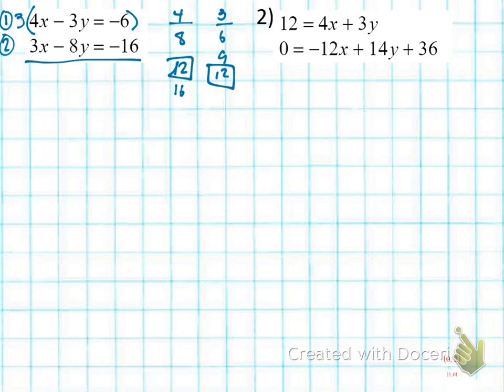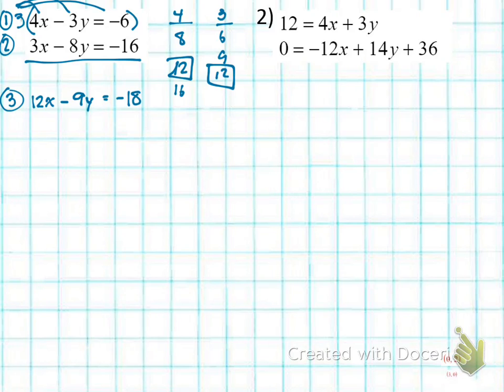So I'm going to make a new equation. We're going to call it equation 3 now. Okay? So we're taking equation 1, multiplying it by 3. 3 times 4x is 12x. And then we got 3 times negative 3 is negative 9y. And then we got 3 times negative 6 is negative 18. Okay? That's my new equation 3.